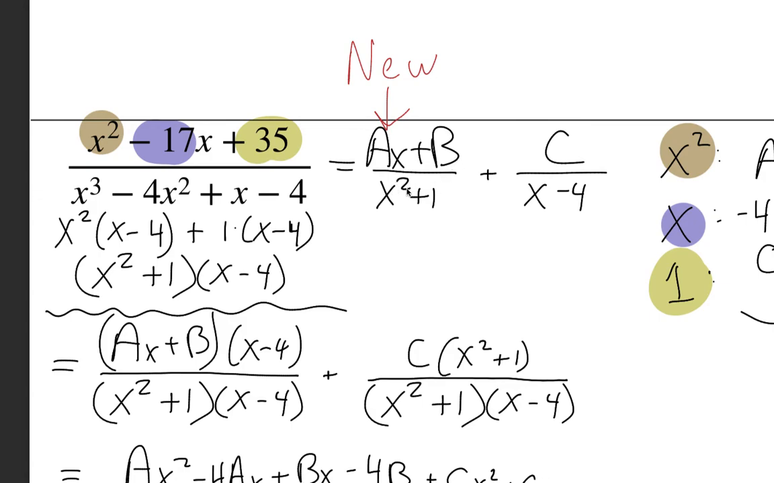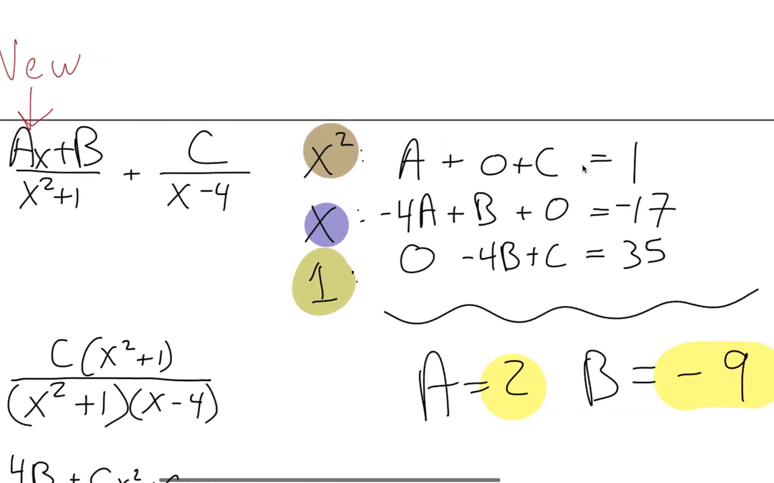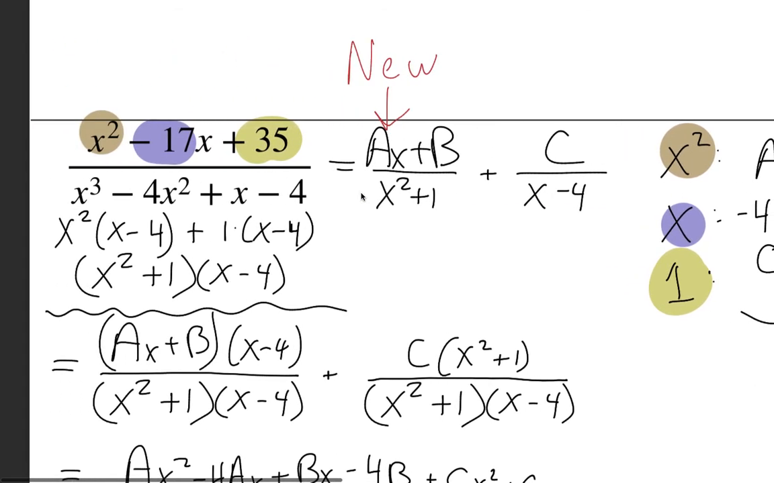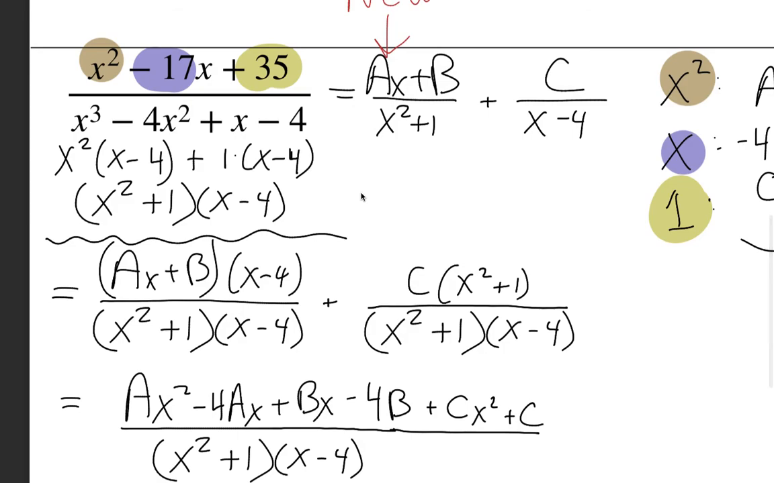If this were x cubed, then you would have to write ax squared plus bx plus c. So if the degree were 3, the numerator could be as high as 2. So again, we have a, b, and c, and fast forward, it will be a system of 3 equations with 3 unknowns. But that's all right, because we can handle that.